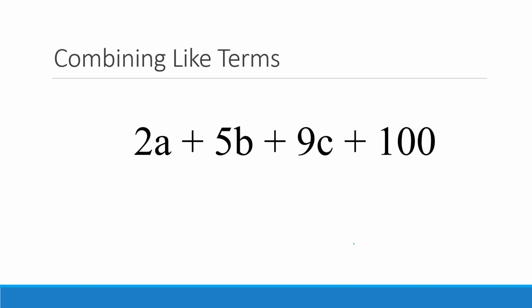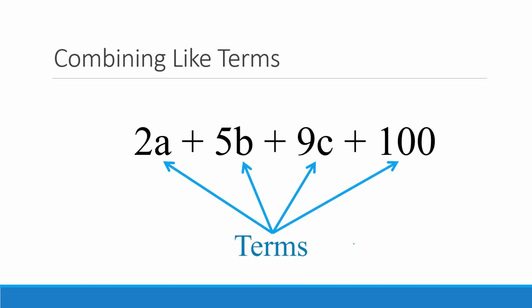Let's talk about combining like terms. Combining like terms essentially means picking out your pieces of your expression that are the same that we can put together. Terms are simply the pieces of your expression, or like the pieces of the puzzle. So we have 2a, 5b, 9c, and 100 are all considered terms.